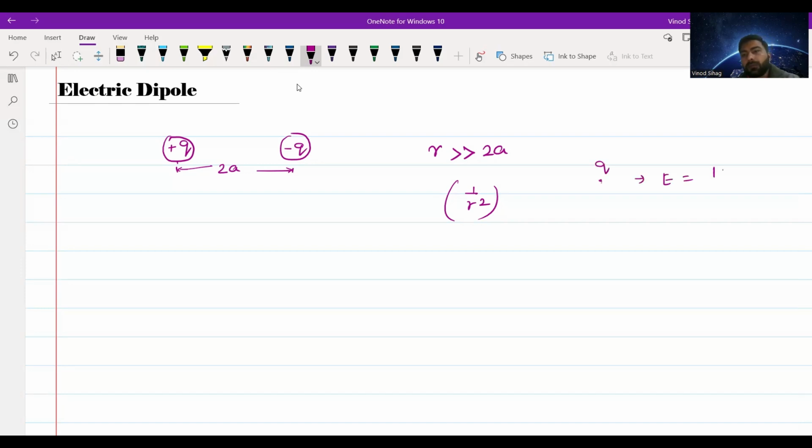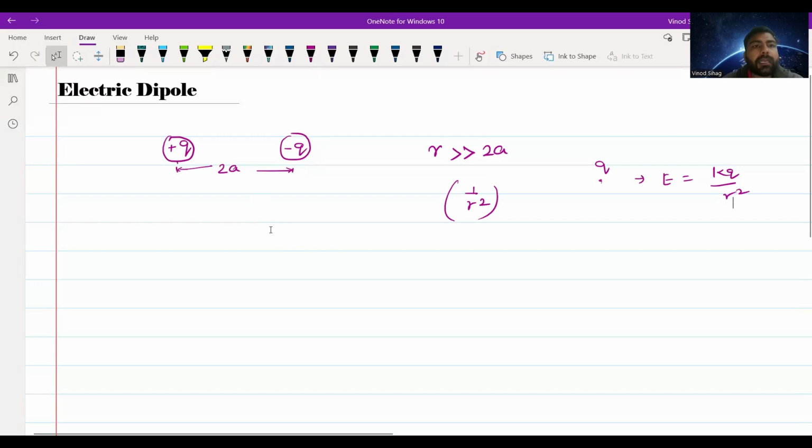And in general, we know that the field due to a point charge q is E equals kq by r square. And in the case of a dipole, it will be, we can say, cubed. So that is why we can say that the field due to an electric dipole is not zero.